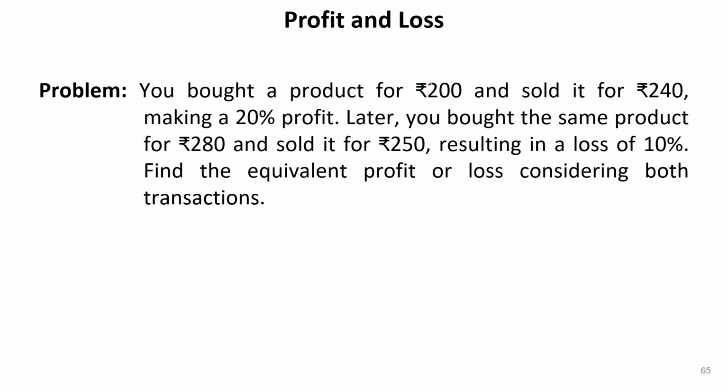So you bought a product for 200 rupees and sold it for 240 rupees, making a 20% profit. Later you bought the same product at 280 and sold it for 250, resulting in a loss of 10%. Then find the equivalent profit or loss considering both transactions. In the first, what you got was a 40 rupees profit.